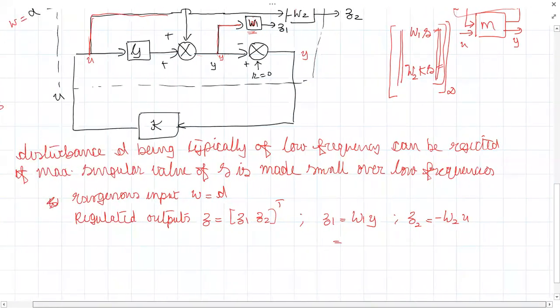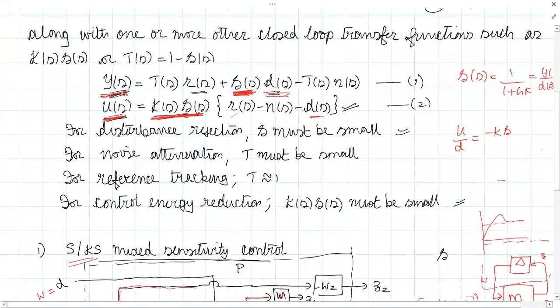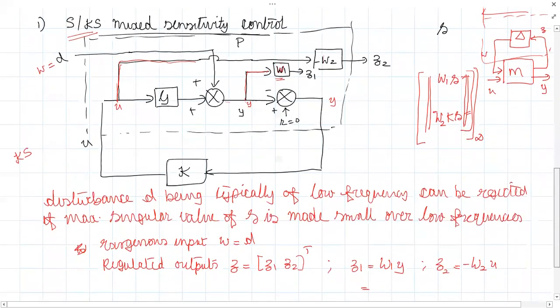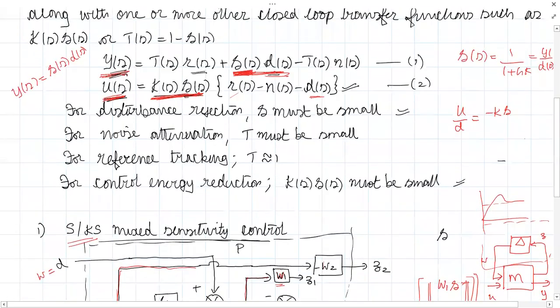Okay, before that, one more thing. If you consider Y of s equal to S of s into D of s, just this part, just this term, what will be Y here? Sensitivity into D. Are you getting what I'm saying? We are considering the effect of disturbance on the output signal Y. So other signals you need not consider for the time being. If you are considering this part, what will you get? Y of s equal to S of s into D of s. Do you agree with me?